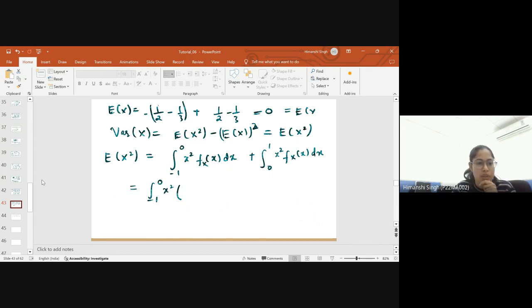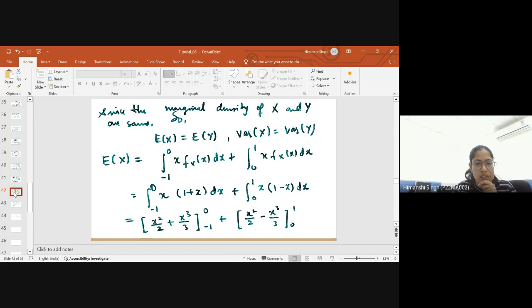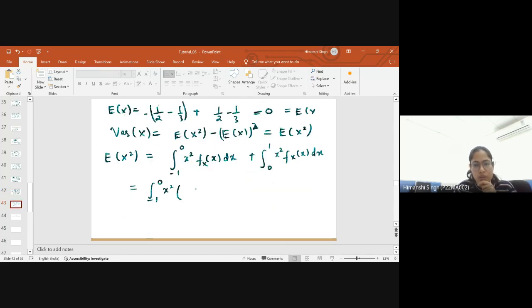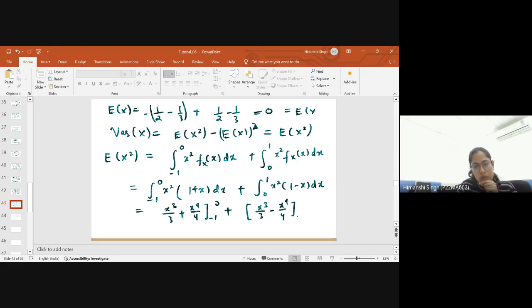So what is the marginal? Let's write it. It is 1 plus x and 1 minus x. So it will be integral of x square into 1 plus x dx, plus integral 0 to 1 of x square into 1 minus x dx. So it will be x cube by 3 plus x to the power 4 by 4, from minus 1 to 0, plus x cube by 3 minus x to the power 4 by 4, from 0 to 1.